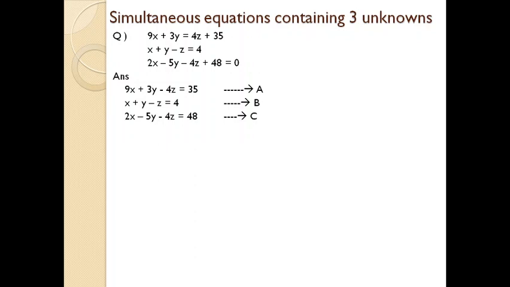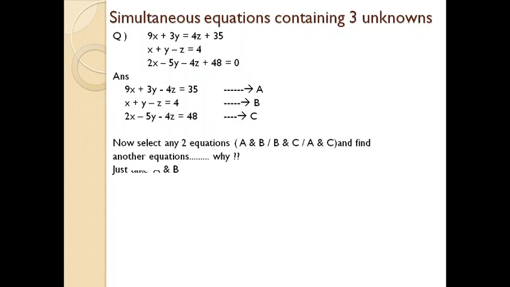When you get this type of question, just select any two equations. For the time being, I have selected A and B. You can use A and B, or B and C, or A and C. That's up to you. In my opinion, it's better to select one with only alphabets, like the B equation: x + y - z. These are independent, not associated with any numbers. I think it will be quite easy if you follow that. Anyway, I just went through A and B.